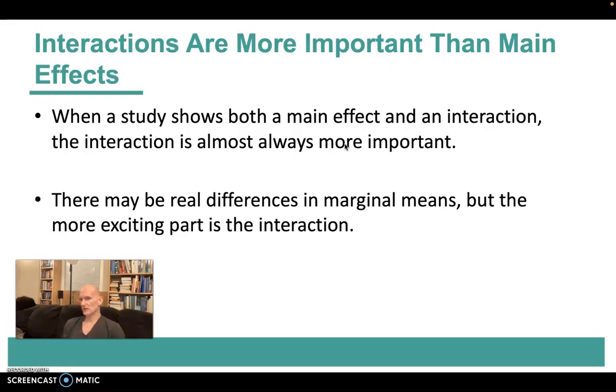So there could be main effects, meaning there could be differences in the marginal means, but the most exciting part of the study is usually the interaction. Or the most novel part anyway. In the case of the study with the heavy men, the effect of alcohol on aggression was already understood. The novel part of that study was the difference between heavy and lighter men.